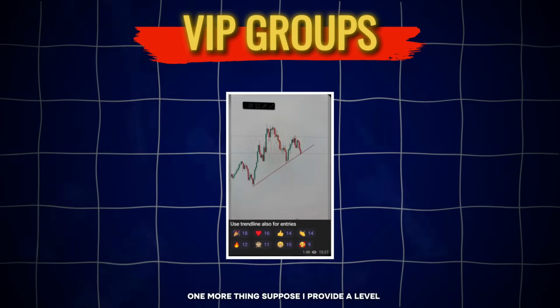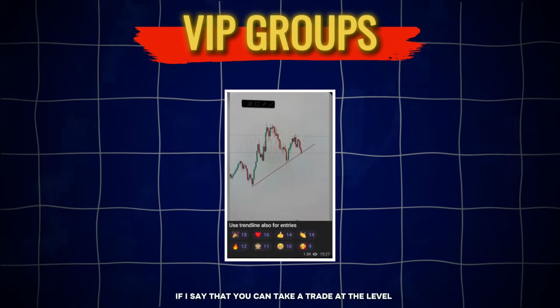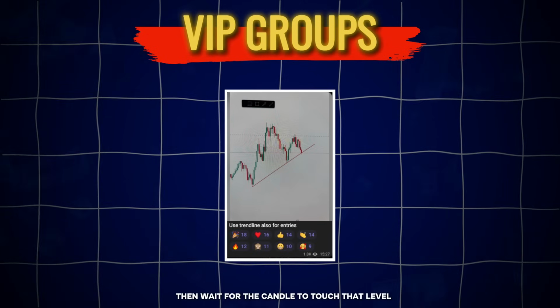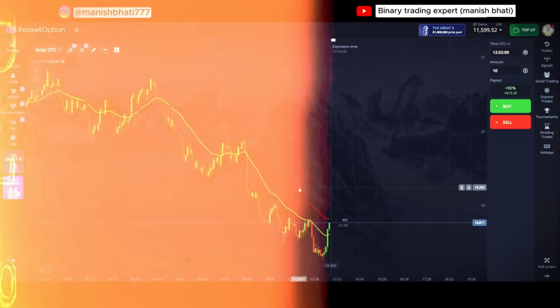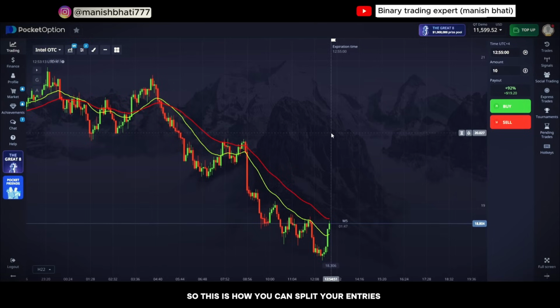One more thing. Suppose I provide a level in the free group or in the VIP group. If I say that you can take a trade at the level, then wait for the candle to touch that level. And after that, you can take the trade. Or suppose I say to take extra entries at the level, then you can take trades there. If I say open price, then you can take one trade at the open price and then take additional entries at the level. So this is how you can split your entries, if I mention that.